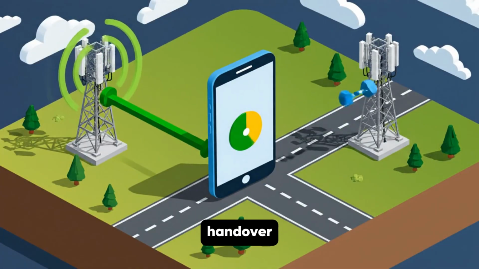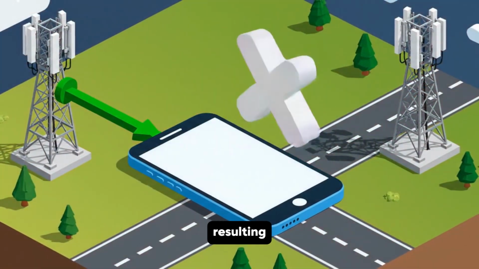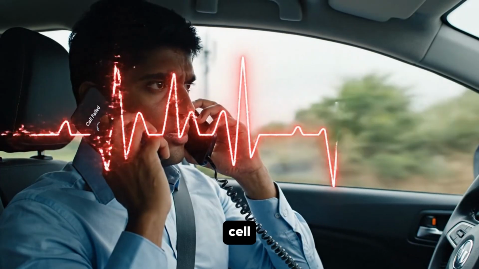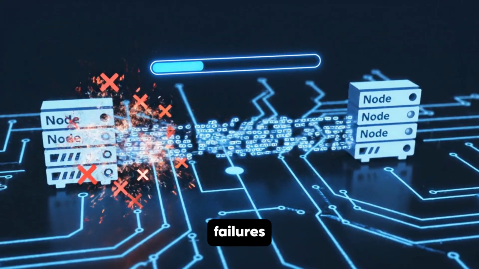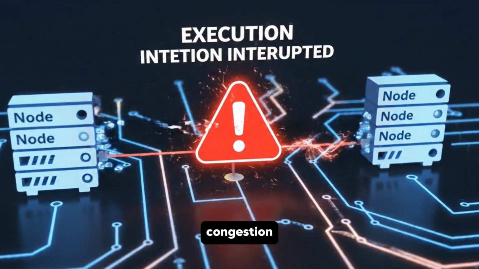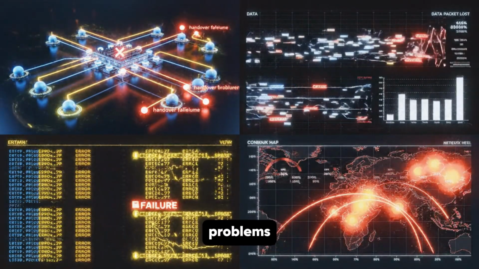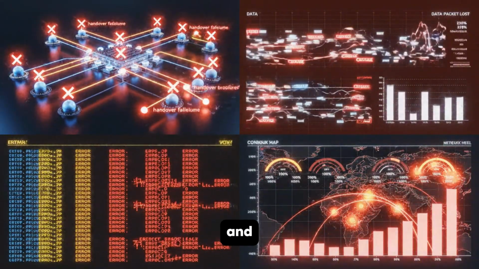Too early handover switches before the target cell signal is strong enough, often resulting in call drops. Too late handover keeps you connected to a weak cell too long, causing poor quality before switching. Handover failures can occur due to network congestion, interference, or insufficient resources at target cell. In real networks, multiple problems often occur together, requiring systematic analysis and optimization.